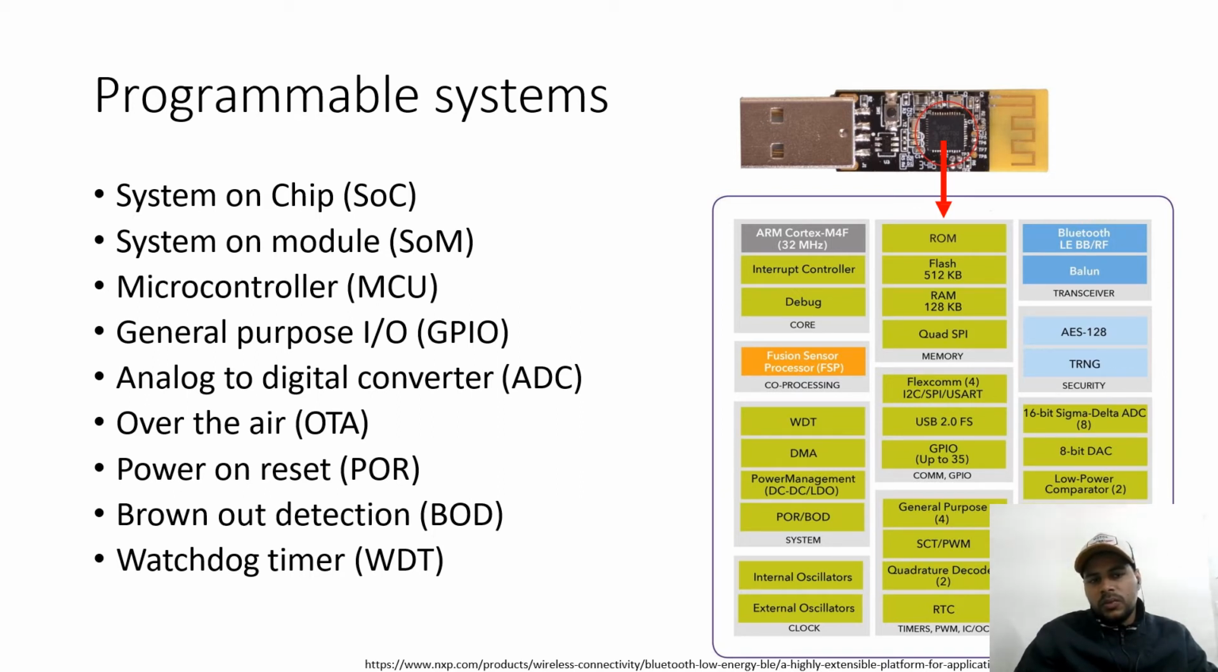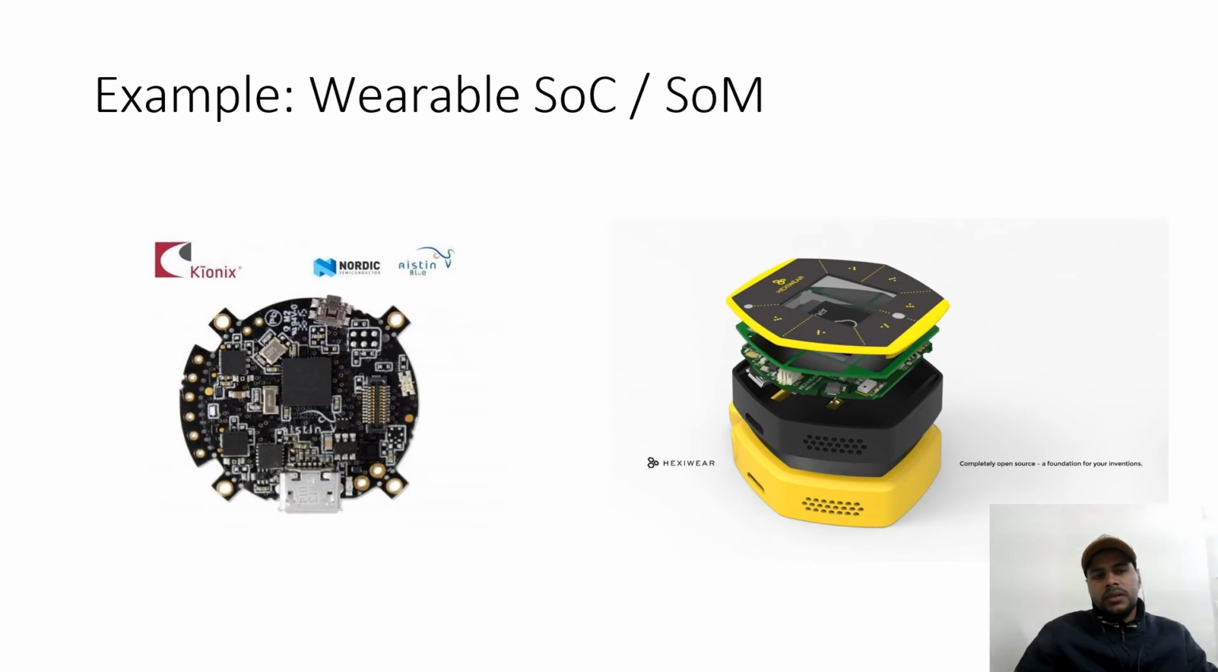MCU, this is the most common one. General purpose IO, GPIO, ADC analog to digital converter, over the air OTA, power on reset POR, brownout detection BOD, watchdog timer WDT. So these are all programming systems on which we can code and implement our IoT devices in an easier way. Examples of these programming systems are wearable SoC and SoM, system on module and system on chip. These are wearable devices like smart bands and smart watches. These are all examples of programmable systems.